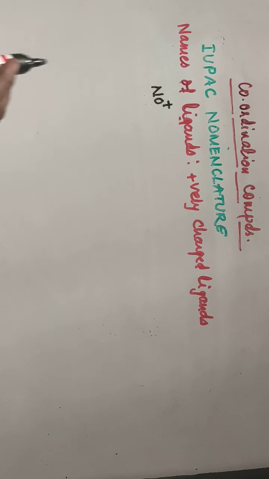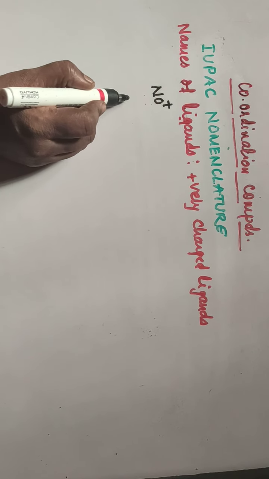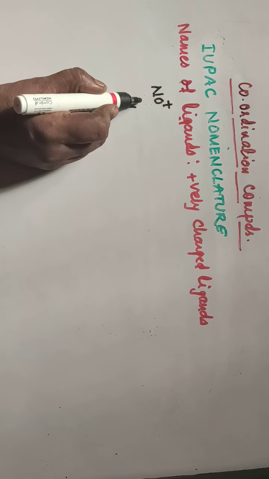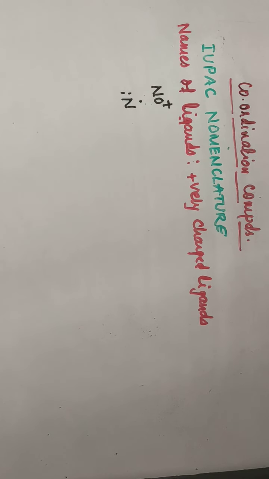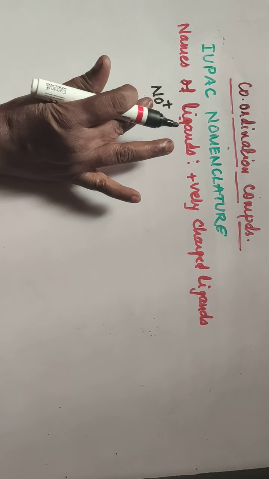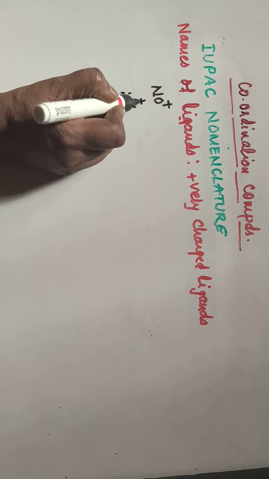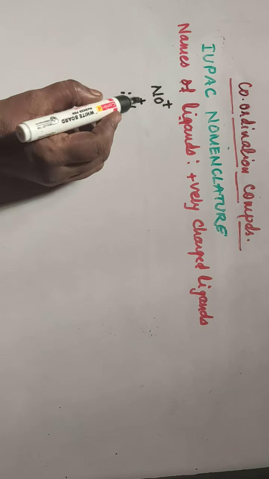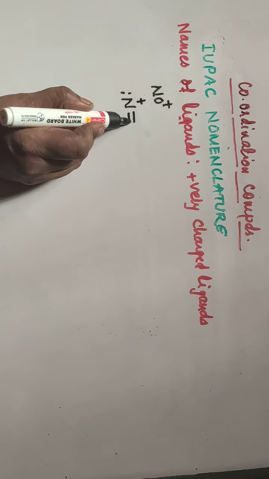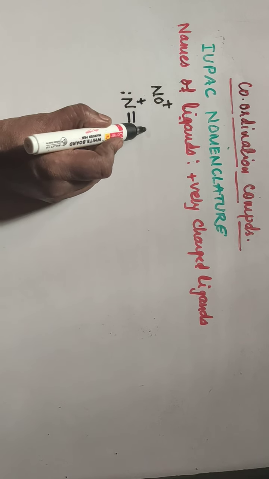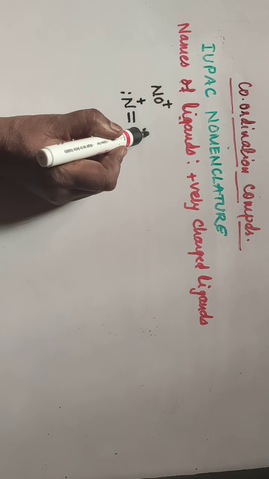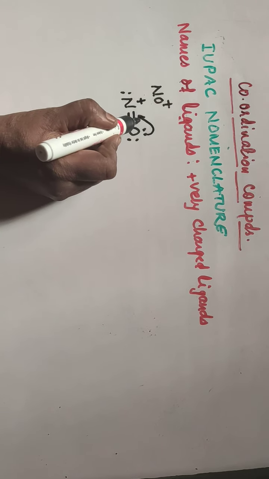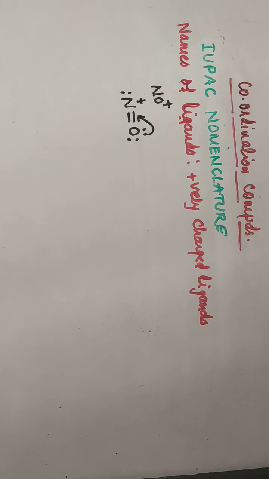In the case of NO+, last time I told you, this nitrogen atom contains 3 electrons in its outermost shell, and when one electron is removed, it acquires positive charge. In between nitrogen and oxygen there is a double bond, while this oxygen atom contains 2 lone pairs of electrons. So here this oxygen atom donates a pair of electrons for bond formation, and there is a formation of a coordinate bond.